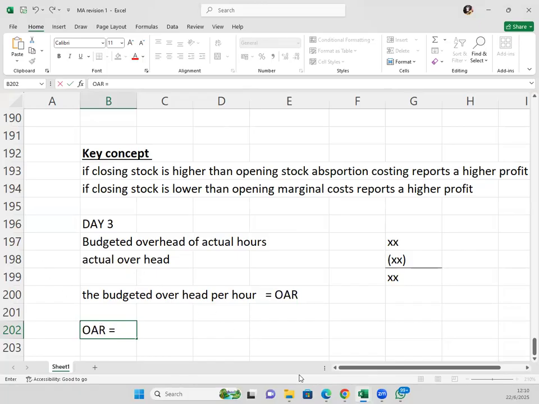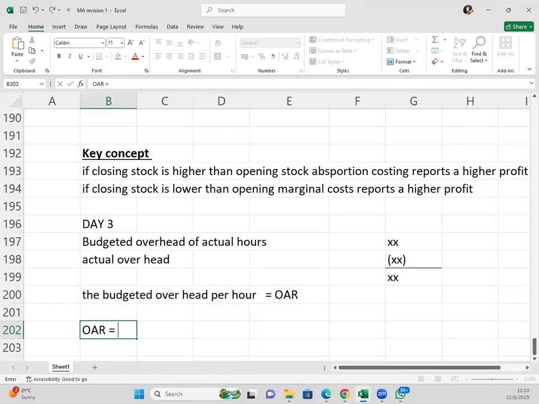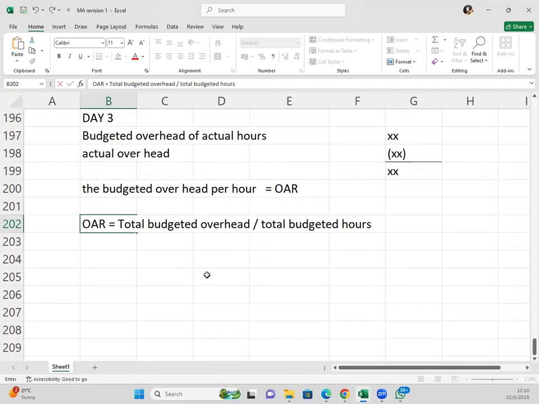So let's go to the question and work out the OAR. OAR, by the way, is calculated by saying the total budgeted overhead over the total budgeted hours. That's our OAR, the total budgeted overhead over the total budgeted hours. So this will give us our overhead absorption rate.